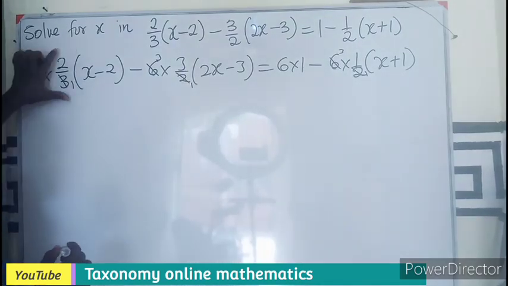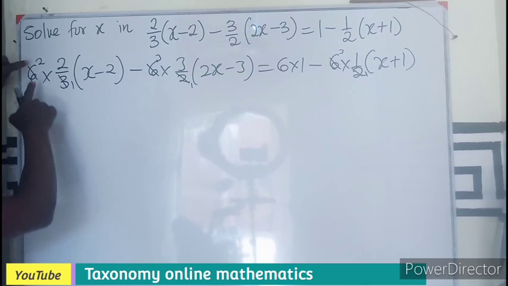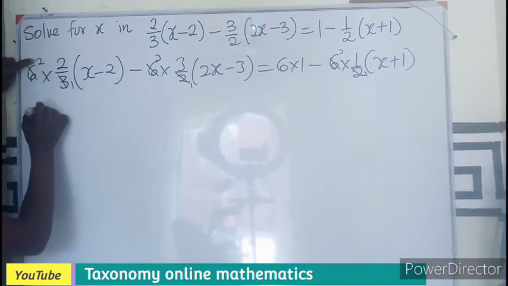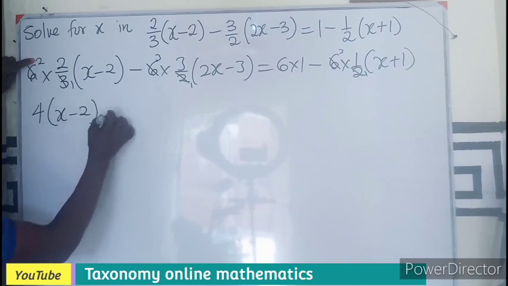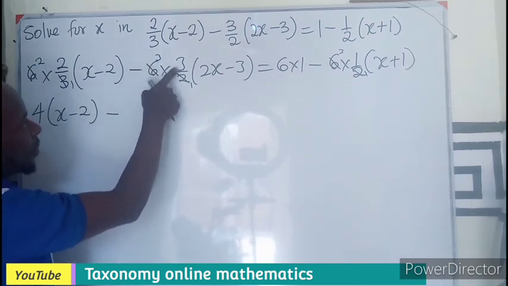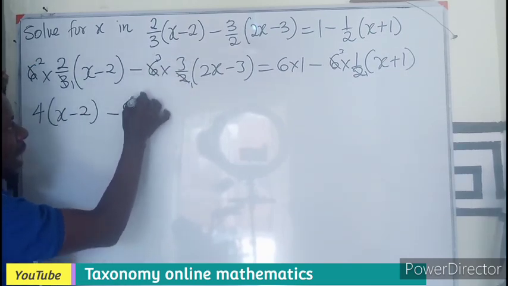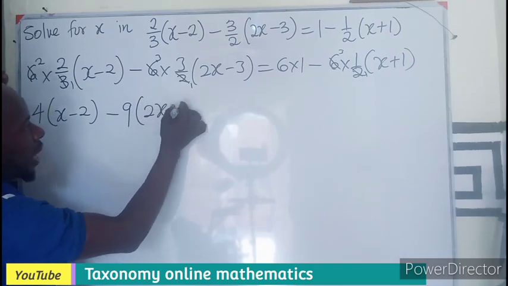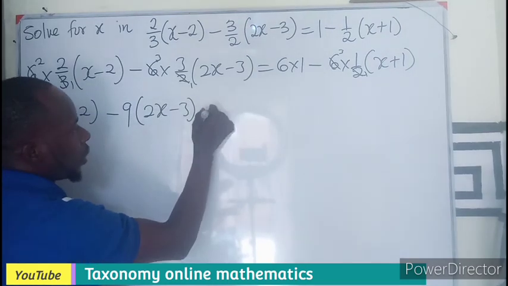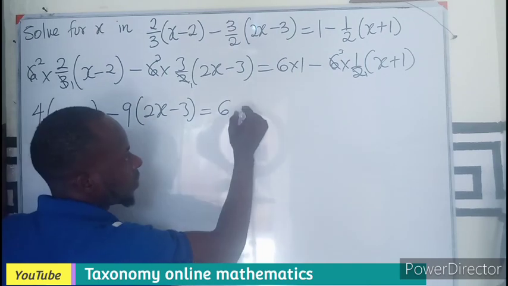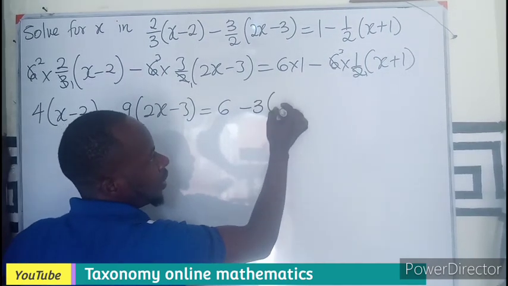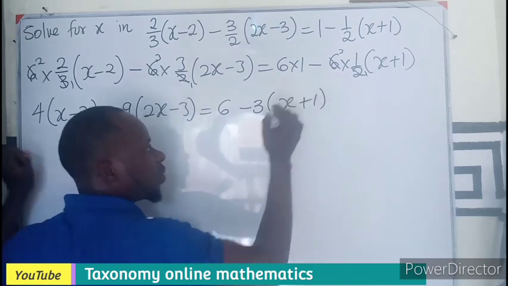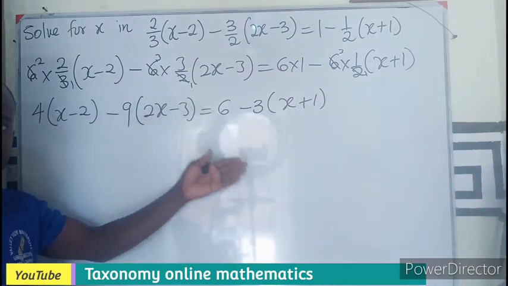So now we rewrite the equation without the fractions, having 2 times 2, that will give us 4 into bracket x minus 2. 3 times 3, that will be 9 into bracket 2x minus 3, equals 6, 1 times 6 is 6, minus 3 times 1, that will be 3 into bracket x plus 1. So the first thing is to clear fractions.